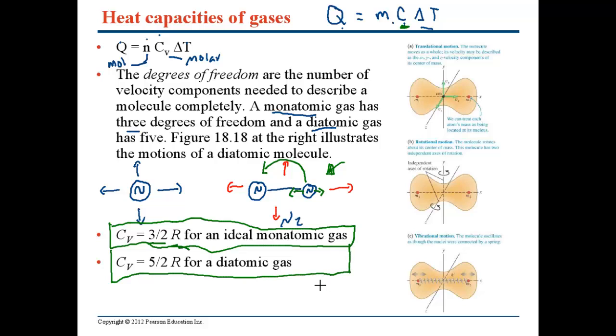5R divided by 2 is going to be the specific heat for the diatomic gas, where that 5 is related to the degrees of freedom. It's going to be higher specific heat for a diatomic gas because some of that energy goes into rotation and vibration and not into translation. So for a given input of energy, the temperature is just not going to rise as much.